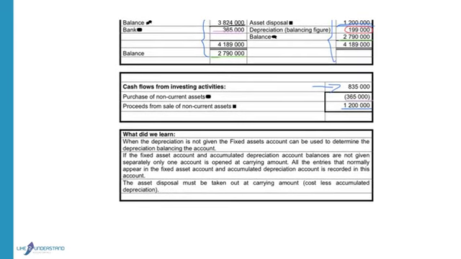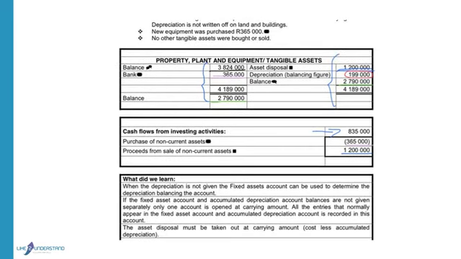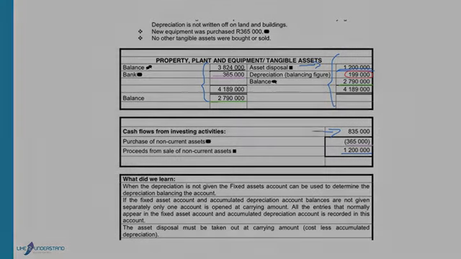Okay, the asset disposal must be taken out at carrying amount. Therefore, you must make sure that you take the cost less the accumulated depreciation when you remove the asset disposal amount. In this case, the cost price and the carrying amount were the same because it was land and buildings. But if it's vehicles or machinery, you will have to record this figure at carrying amount, so you will have to take your cost price less the accumulated depreciation.